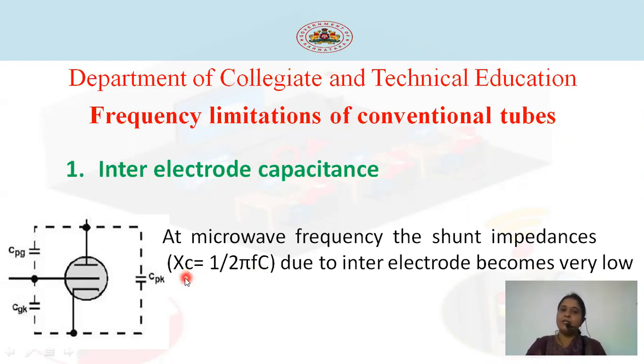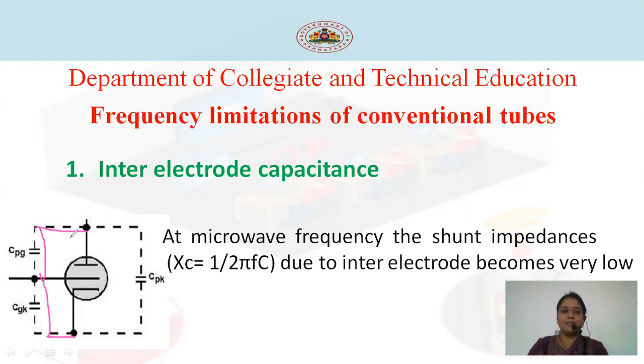X is very low. If X is low, it is like a short circuit. Then, for the short circuit, what will happen? It will be shorted from the input to the output, like this. Input to the output means it is shorted.